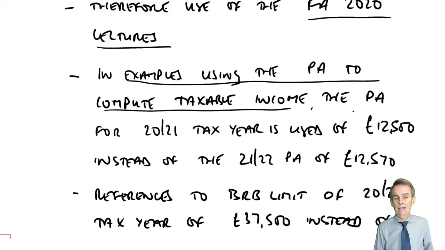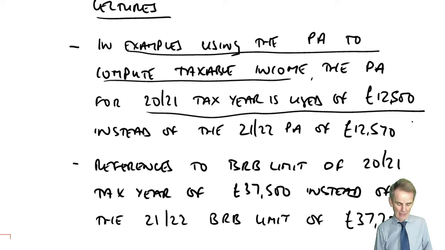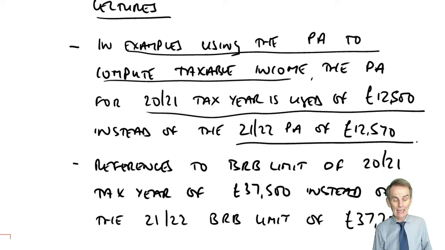So again, apologies for that, but no point in redoing the entire lecture where the only number that's changed is the personal allowance by some £70. So the personal allowance for the 2021 tax year is used throughout at £12,500 instead of, as will be in your current and correct Finance Act 2021 study notes, of course, £12,570.